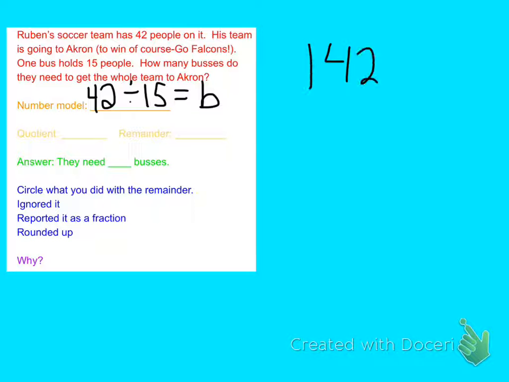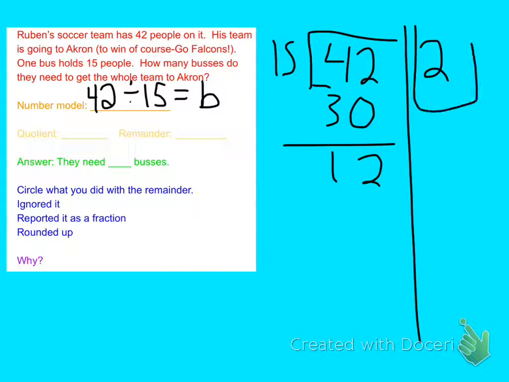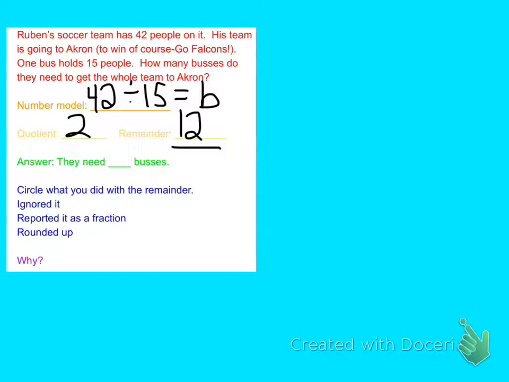So again, 42 divided by 15. I'm going to start with 2. 2 times 15 is 30. I'm going to subtract, which gives me 12. 15 is bigger than 12, so I know that 2 is my answer, 12 is my remainder. Okay, now if we look at that remainder, are we going to ignore it, leave those extra 12 behind? Are we going to change it as a fraction?